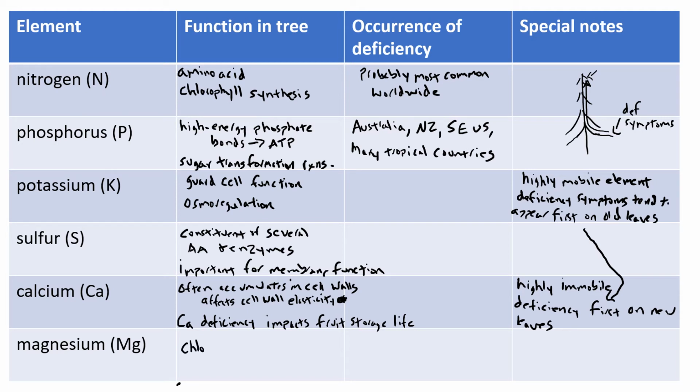And then finally, magnesium is a chlorophyll constituent. If you look at the molecular structure of the chlorophyll molecule, there's a magnesium atom right in the middle of it. So it's an important constituent of chlorophyll.